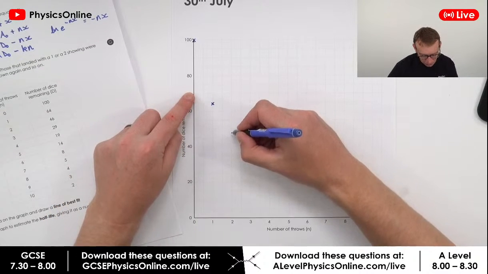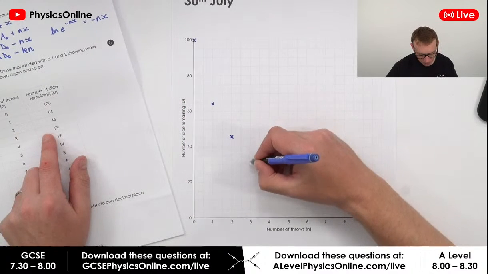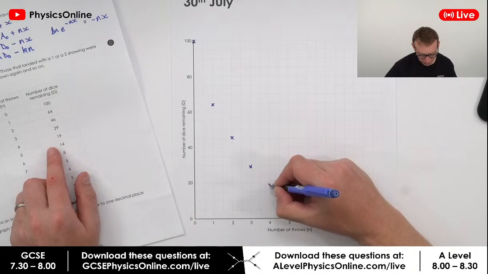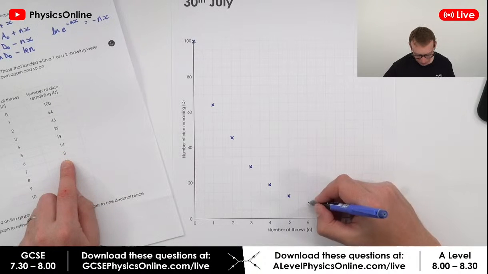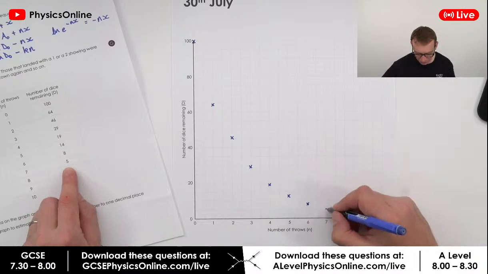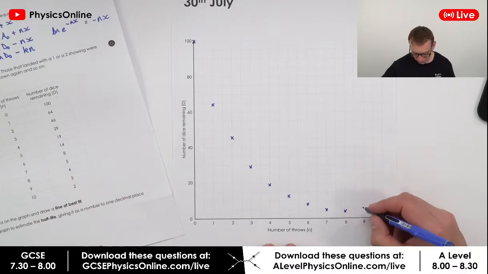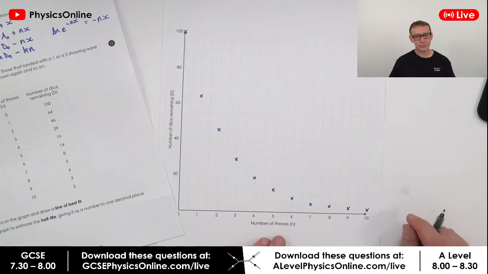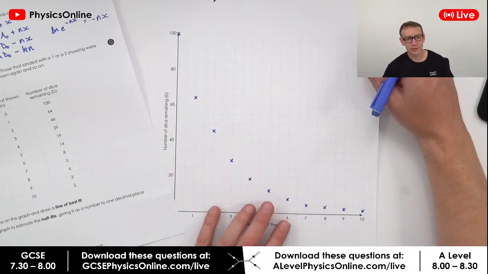After 2 throws, we had 46. After 3 throws, we had 29. After 4, we had 19. After 5, we had 14. After 6, we had 8. After 7, we had 5. And then it was 4, 3, and 2. So all that we're doing at the moment for this first part is plotting some data.